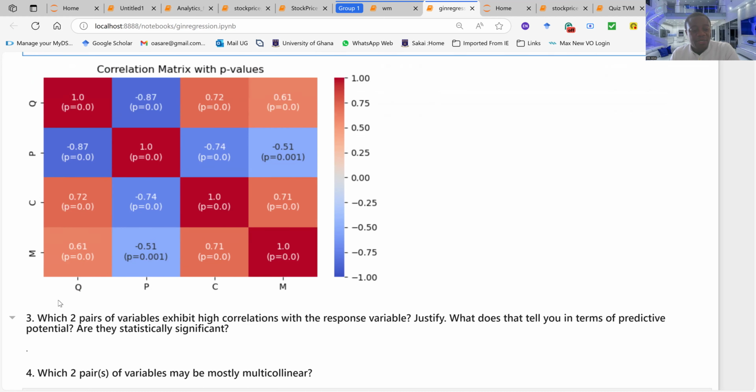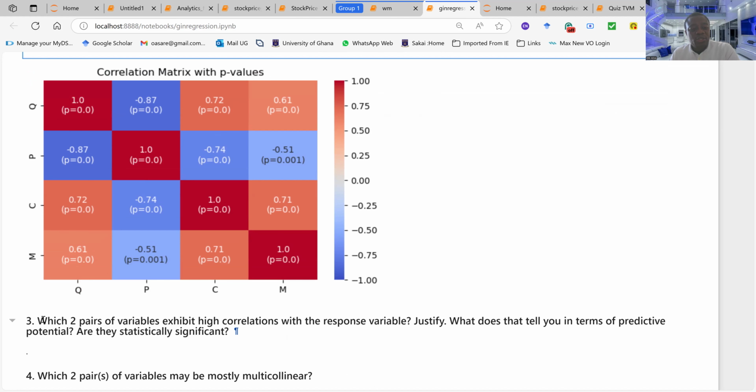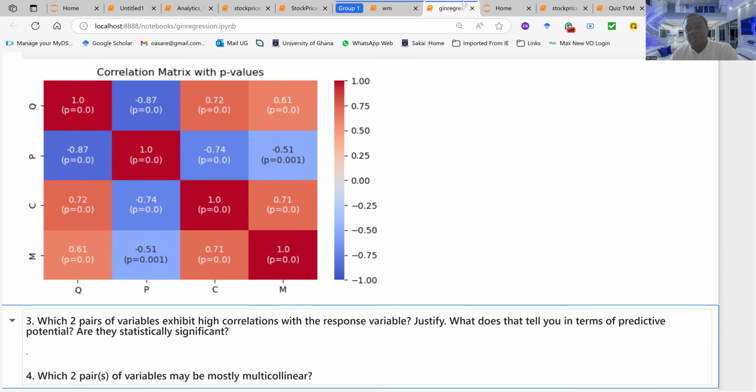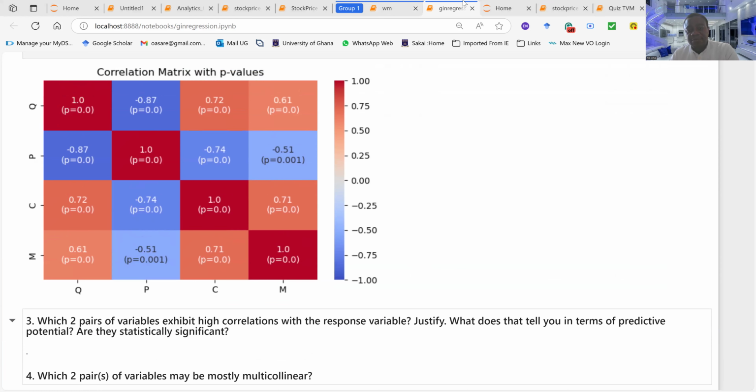And I need your answer here because the answers are not provided. Which two pairs of variables exhibit high correlations with the response variable? Who can give me the answer? This is an exam question. Which two pairs of variables exhibit high correlation with the response variable? Let me pick on Albert.